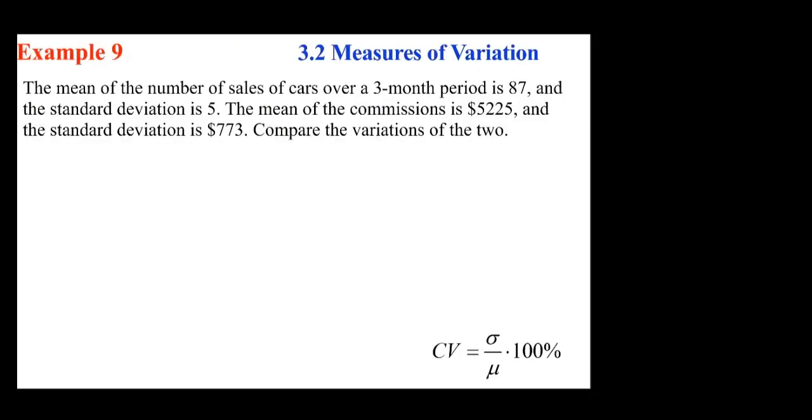The mean of the number of sales of cars over a 3-month period is given as 87. This is mu, all cars over the course of 3 months. And the standard deviation sigma is 5. So that's for the cars. For commission, the mean is 5,225 and the standard deviation is $773. We want to compare the variation of the two. They are two different things completely. So we want to compare coefficient of variance.